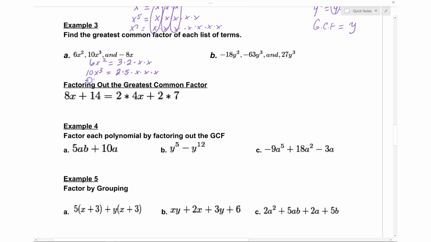And then our last term is negative 8x. So we have negative 1 times 2 times 4, and we notice that 4 is 2 times 2, times x. So all they have in common is the 2, and they also have one set of x. So the GCF will be 2x.